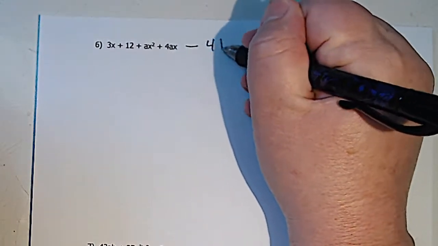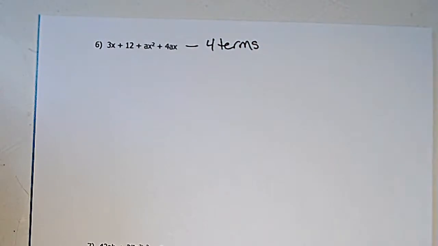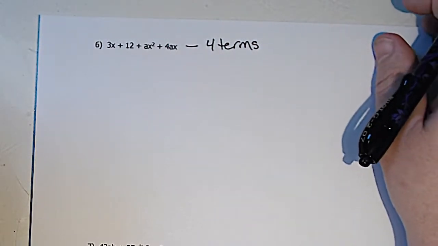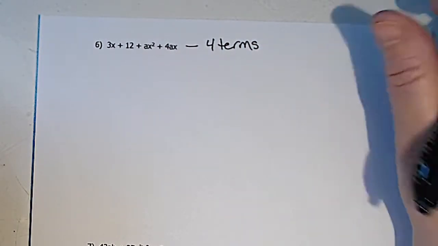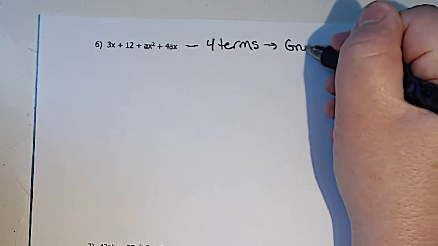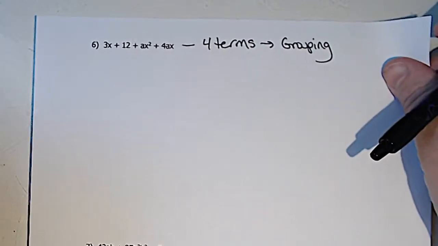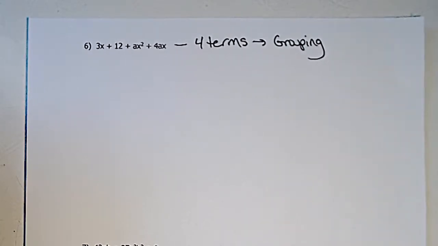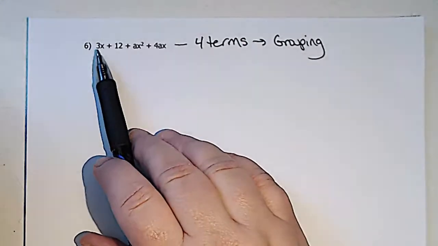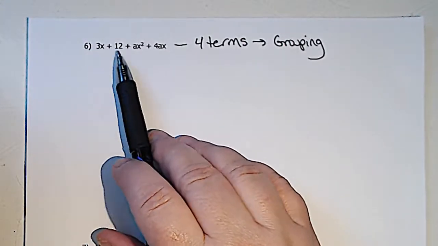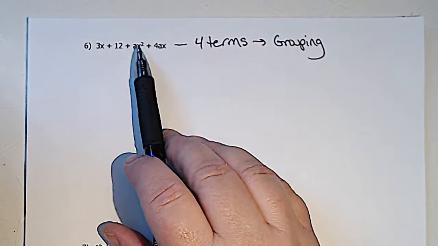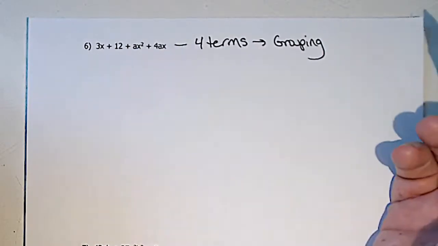So this next one, number 6, 3x plus 12 plus ax squared plus 4ax has 4 terms. And we really don't have any techniques for 4-termed polynomials except for grouping. Of course, the first thing we will try, as always, is to see if there are any common factors. So let's see, I got 3 and an x and a 12. So these both have 3's in them. Oh, but there's no 3 here. So we're already toast. There's no common factors.